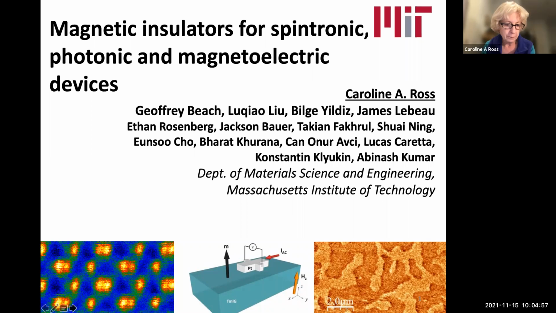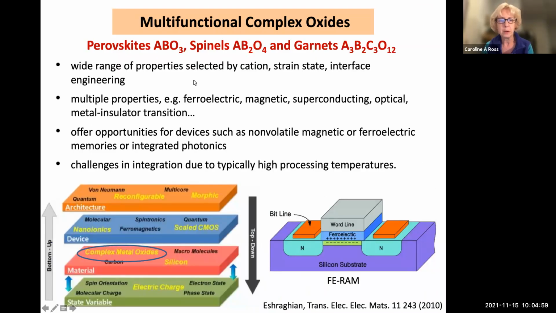Okay, so I'm going to first motivate this work by explaining that there are many kinds of complex oxides, and they have a lot of very desirable properties. Most of the time one thinks of perovskites as a complex oxide, but there are others like spinels and garnets, and I'm actually going to talk mainly about garnets for about the first two-thirds of this seminar.